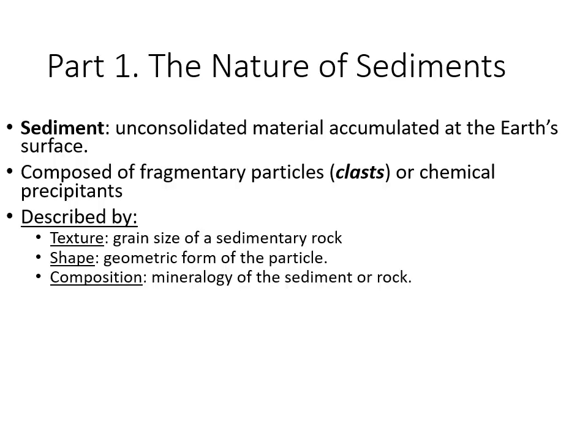Our first part of the lab this week is going to be looking at the nature of sediments. So what exactly is a sediment? Well, we define a sediment as any unconsolidated material that is accumulated at the Earth's surface. These can be composed of fragmentary particles of pre-existing rocks and minerals. In this case, we call them clasts. So if you have a sediment, i.e. unconsolidated material that's accumulating at the Earth's surface, and it came from breaking pieces off of previously existing rocks and minerals, we would call those clasts.